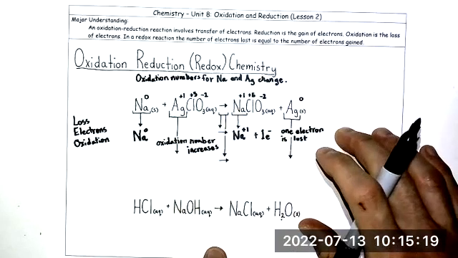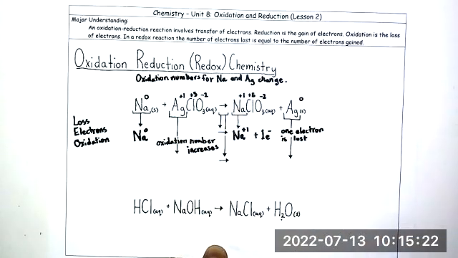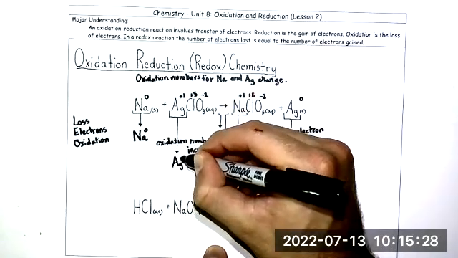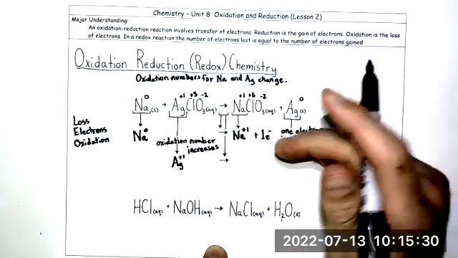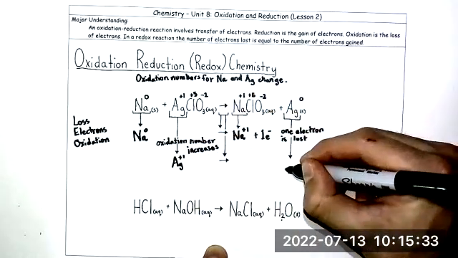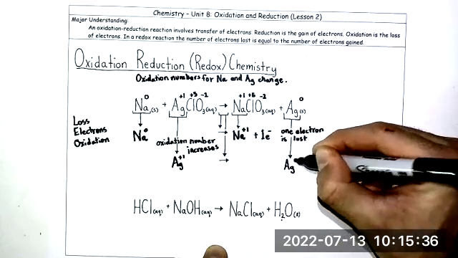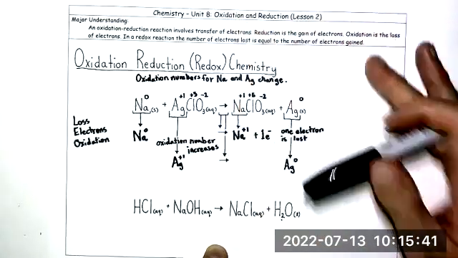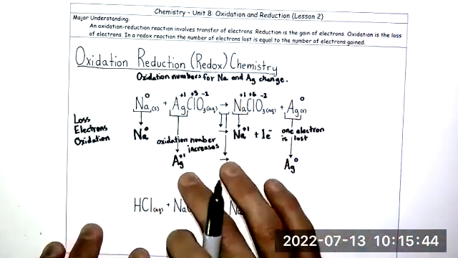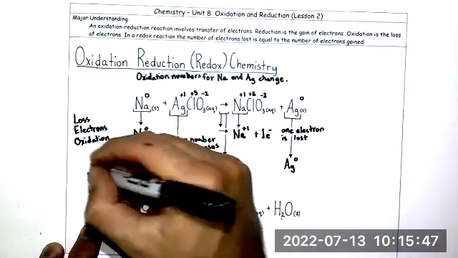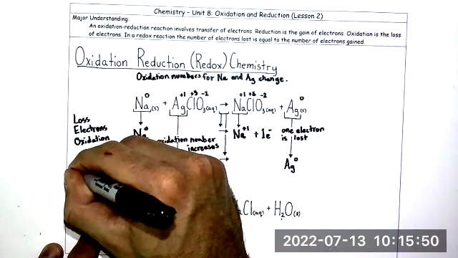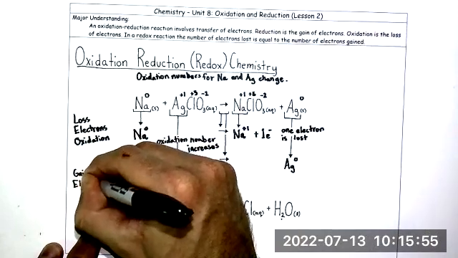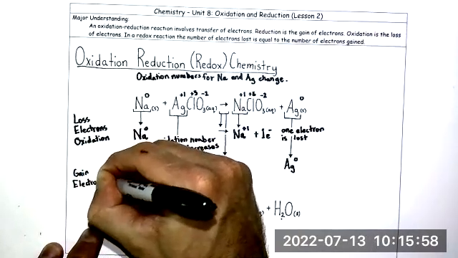Okay. So now let's consider what's happening with silver. Silver is going from Ag +1 to Ag0. And so its oxidation number is being reduced. Its oxidation number is getting smaller. But this is happening because it's gaining a negative electron. So we say gain of electrons is reduction.